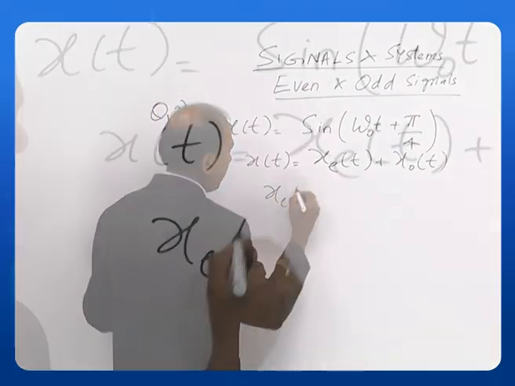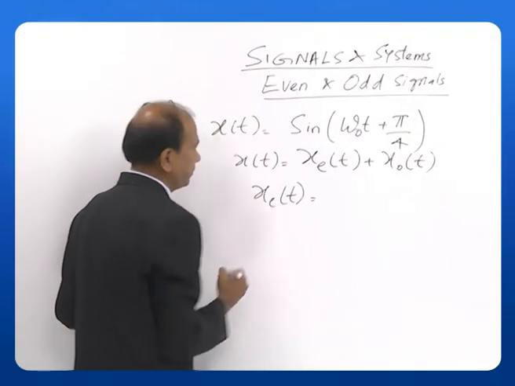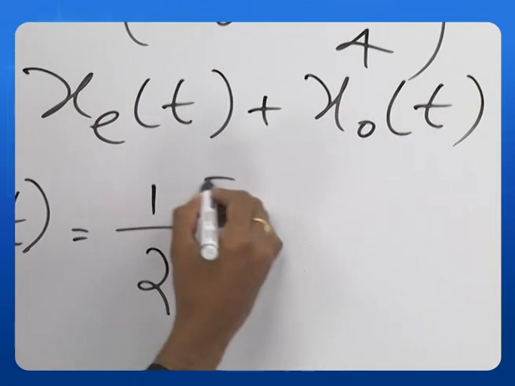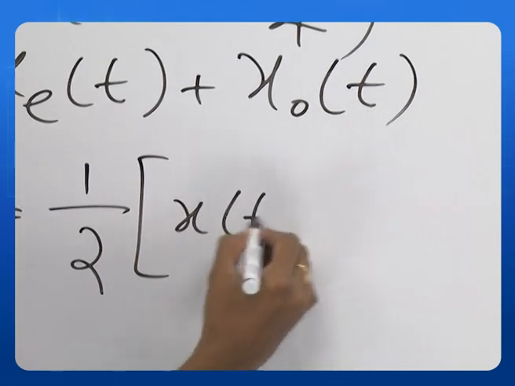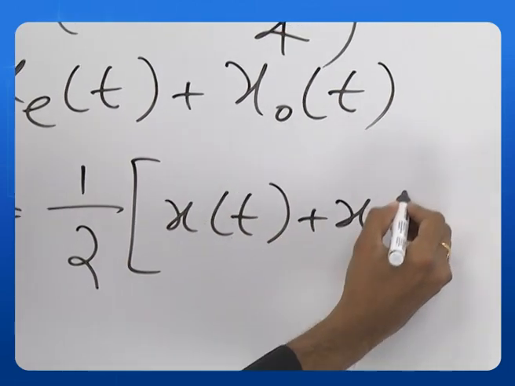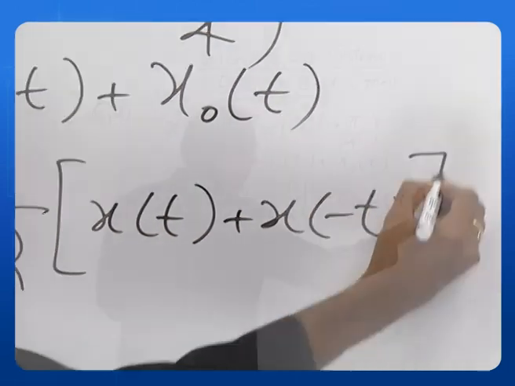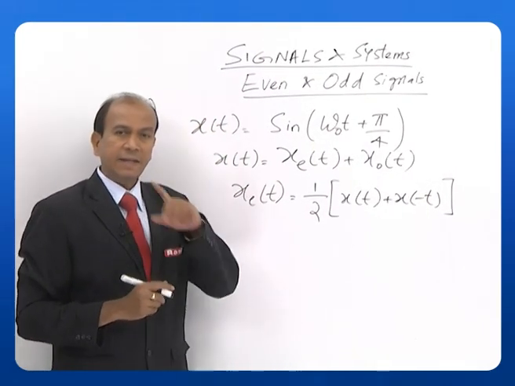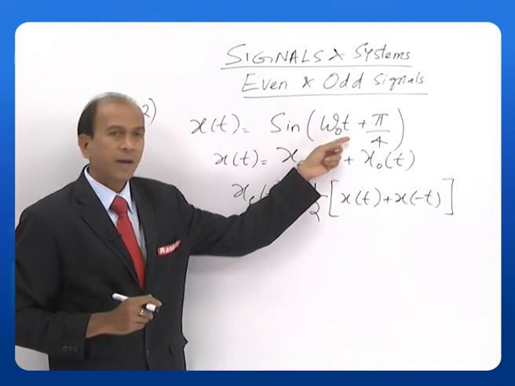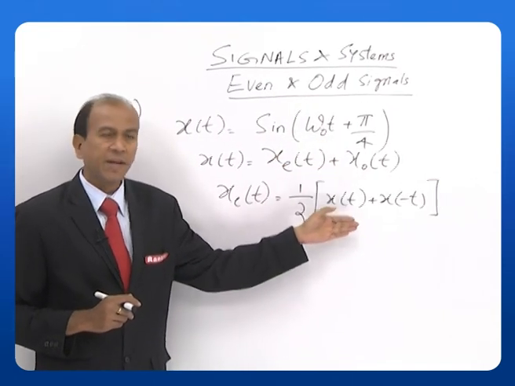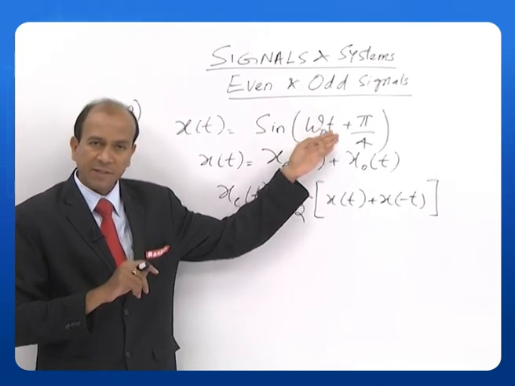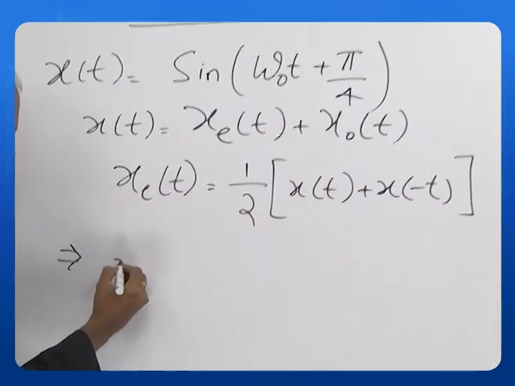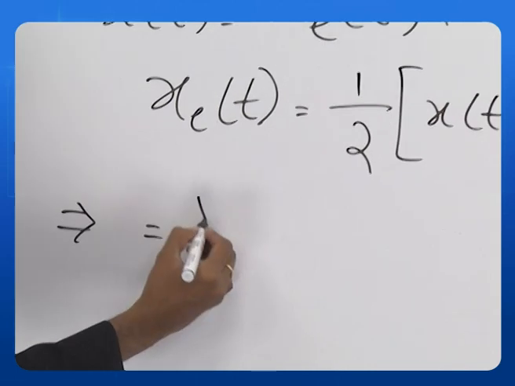xe of t is equal to half of x of t plus x of minus t. So, what we do here again, as we have done earlier, whenever x of minus t comes, t has to be replaced with minus t. We will do that now. So, let me write here. So, this is equal to half.